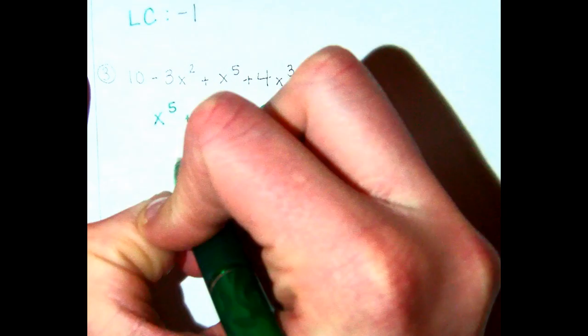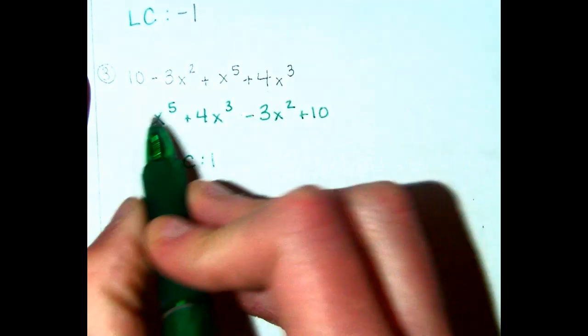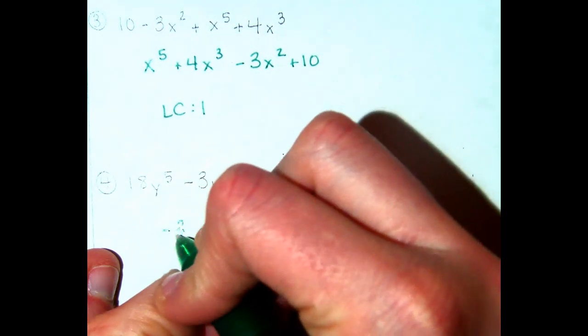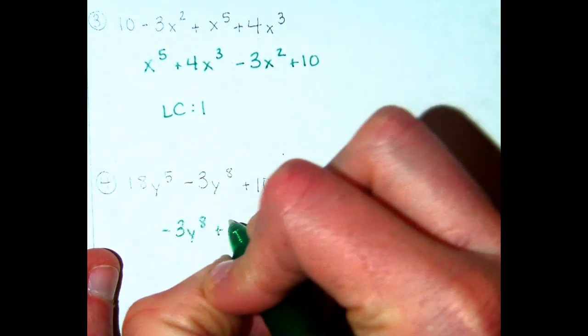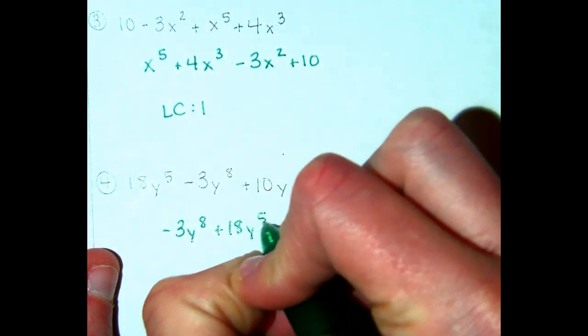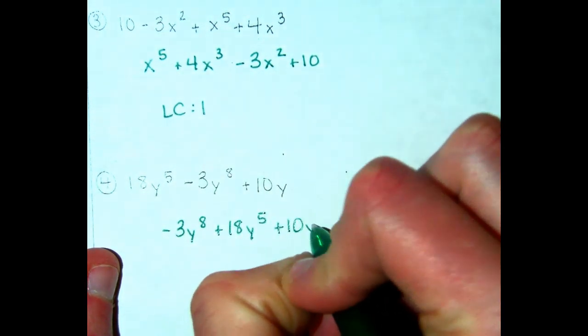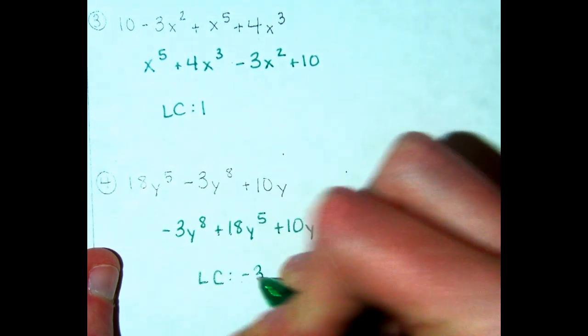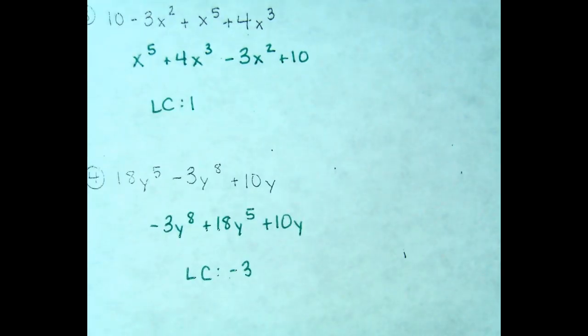Okay, what's its leading coefficient? 1 is what's in front. Alright, how about number 4? Yeah, to the first if you want to write that. What's the leading coefficient? Okay. Alright, last but not least, 1 through 4.